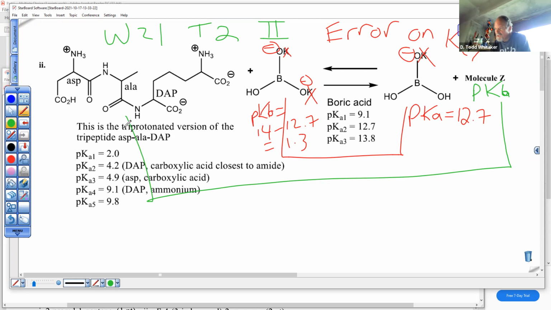And when you're told it's triprotonated and they give you 5 pKas, that means there's only 3 left. This one's gone. And this one's gone. Because there's 3 left, the one that's strongest is the asp carboxylic acid, which is right here. And the pKa is 4.1.